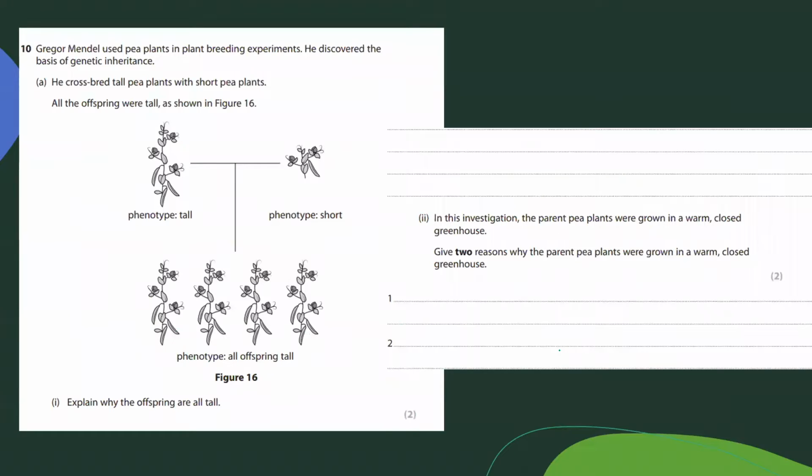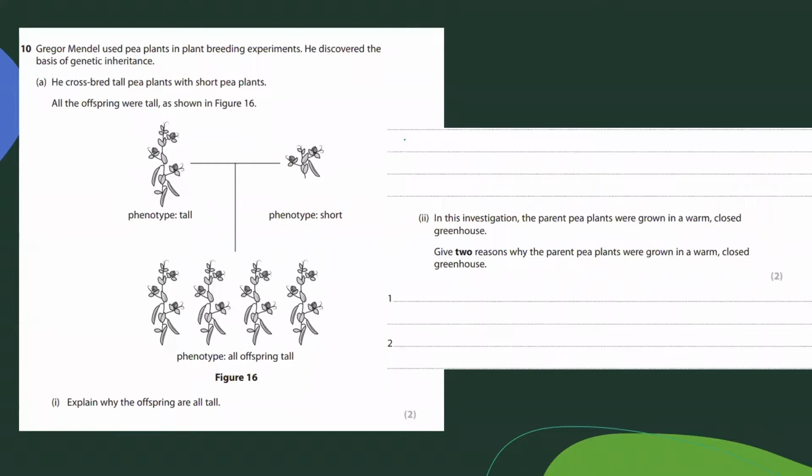So Gregor Mendel used pea plants in plant breeding experiments. He discovered the basis of genetic inheritance. So his name can come up a few times in exam questions I've seen. He crossbred tall pea plants with short pea plants. All the offspring were tall, as shown in figure 16. The word phenotype, P-H-E-N-O, phenotype means what it looks like. Okay, so pheno means to see. So phenotype. Explain why the offspring are tall.